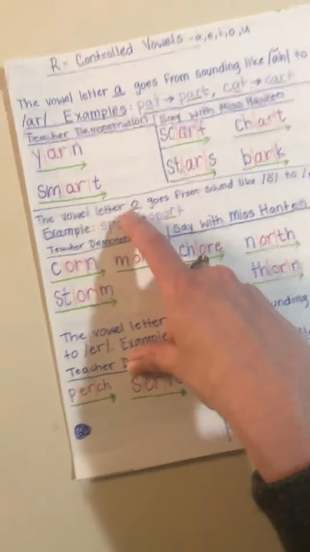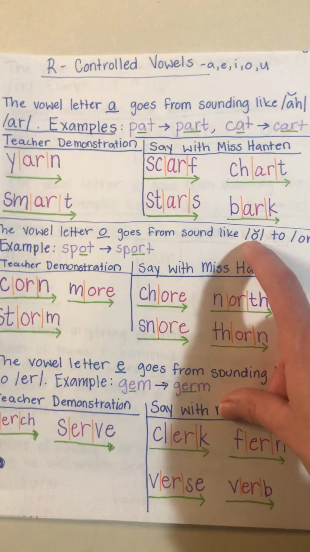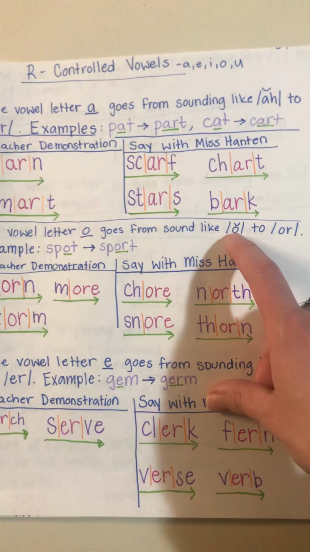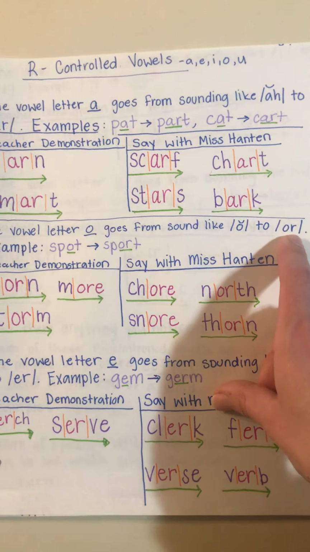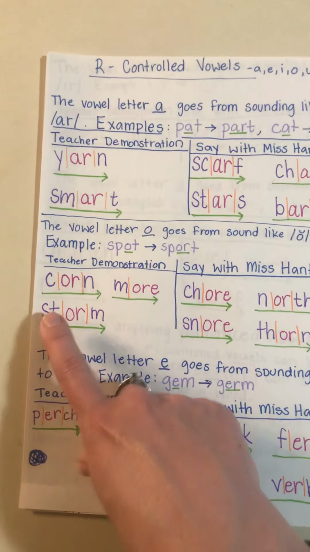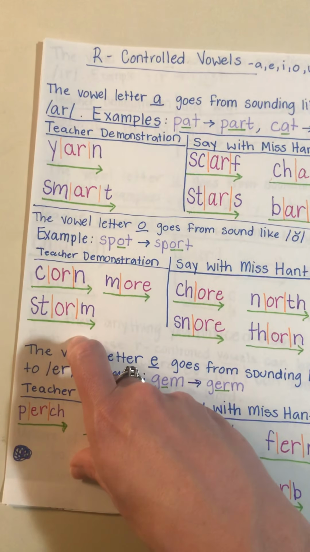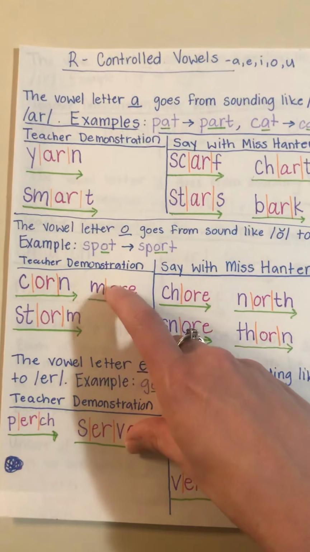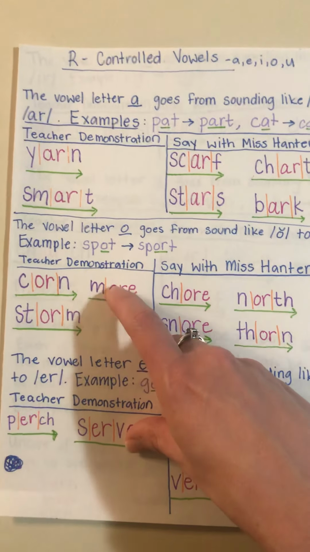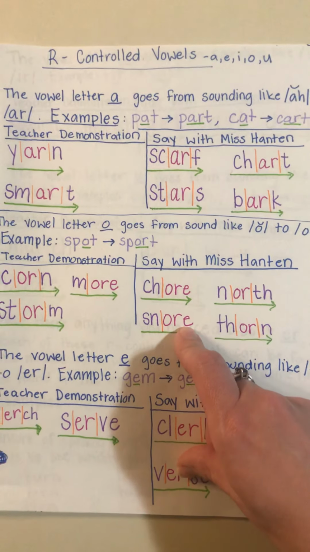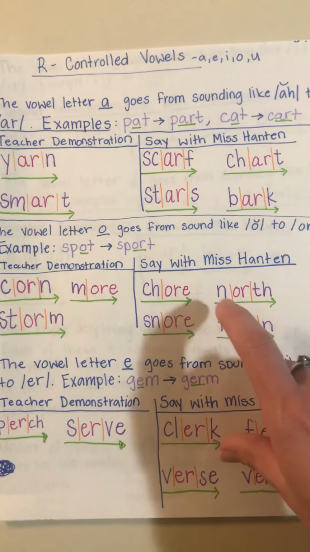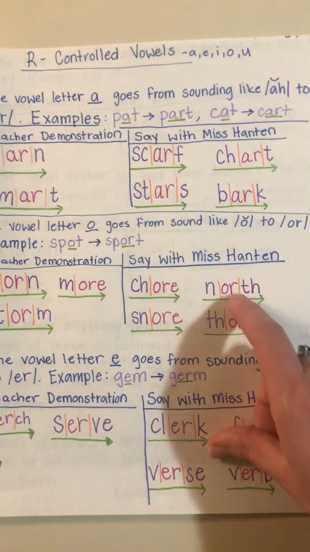Short O sounds like /o/, but if you were to put an R after the letter O in a word, you would get /or/. So if I had spot, I would then have sport with an R behind that O. So then let's take a look at this word, st-or-m, storm. Over here we have m-or-e, more. Over here we have sn-or-e, snore. And we have n-or-th, north.